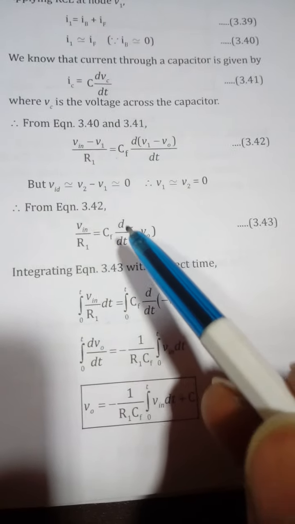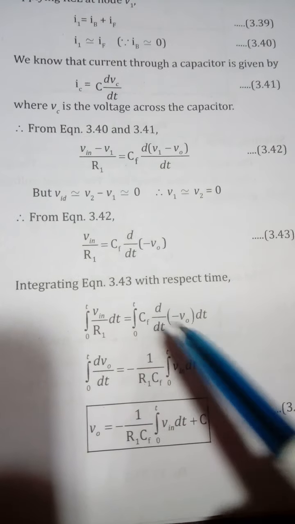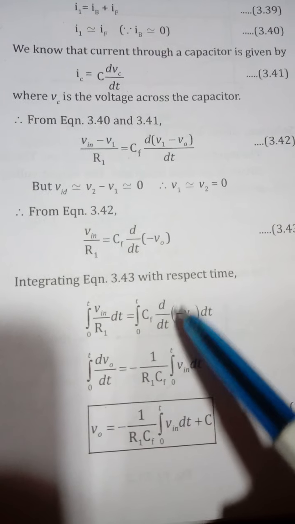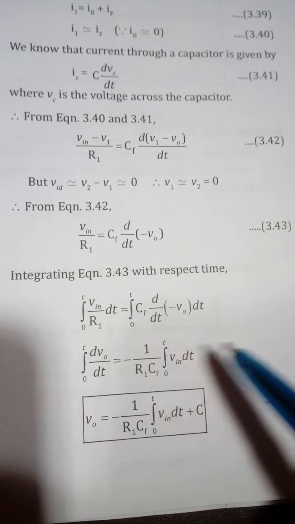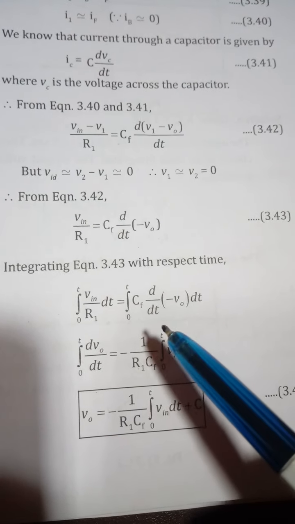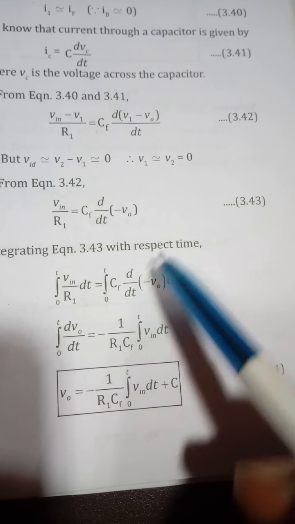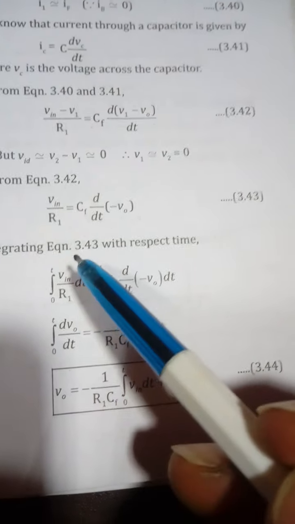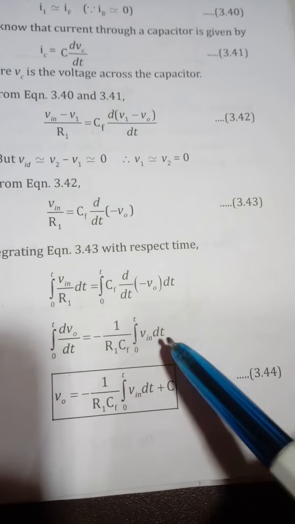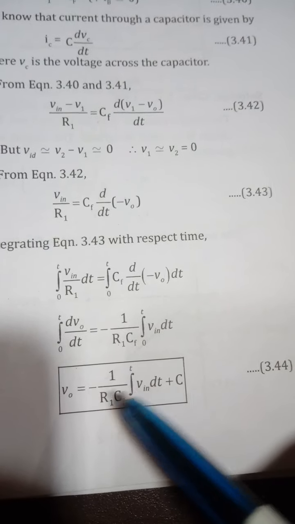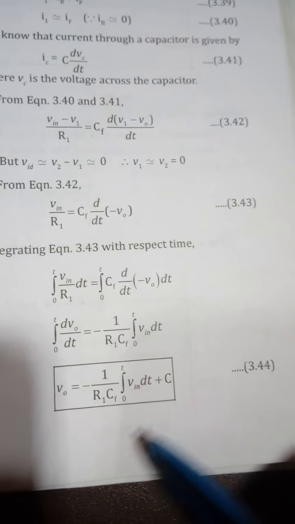Then integrating this equation with respect to time, integral 0 to t of Vin by R1 into dt equals integral 0 to t of CF into d by dt of minus V0 dt. If you solve this, the CF comes down, and you get V0 is equal to minus 1 by R1 CF times the integral 0 to t of Vin dt plus C.